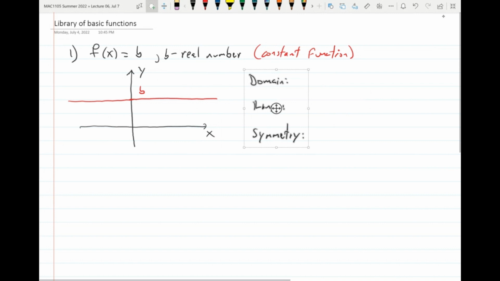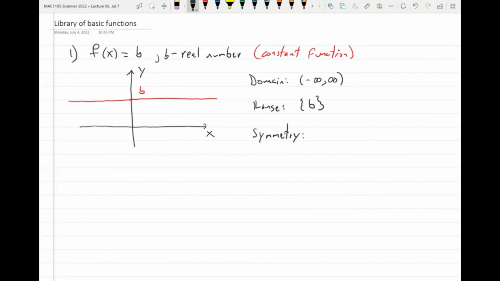Cool. All right, so what's the domain of this function? All real numbers, so negative infinity to positive infinity. What's the range? B in brackets. B, good. So it's just one point, so we just write the set B, okay?